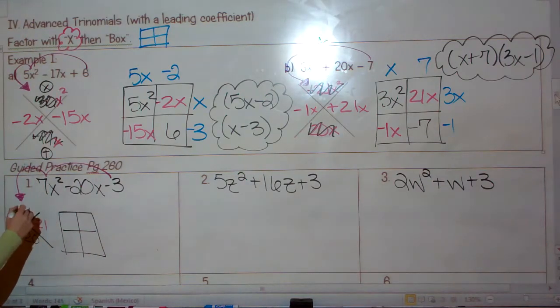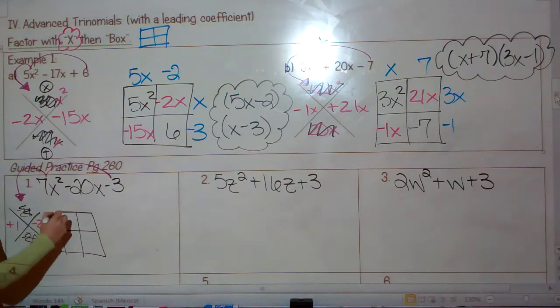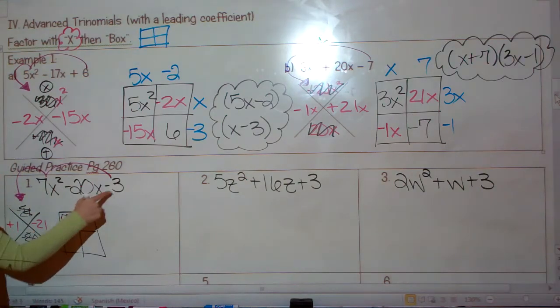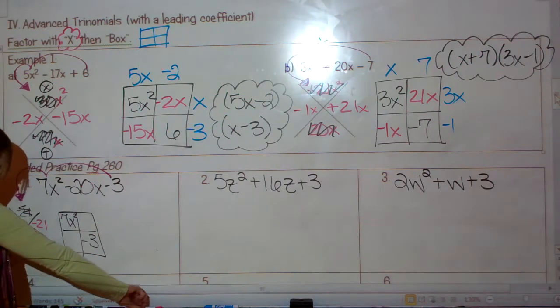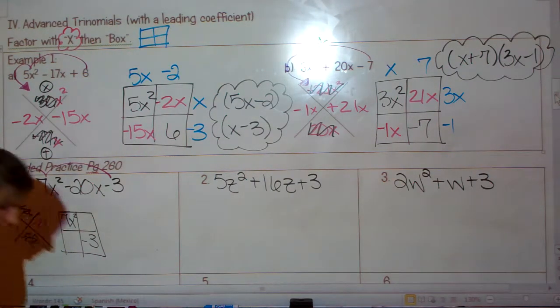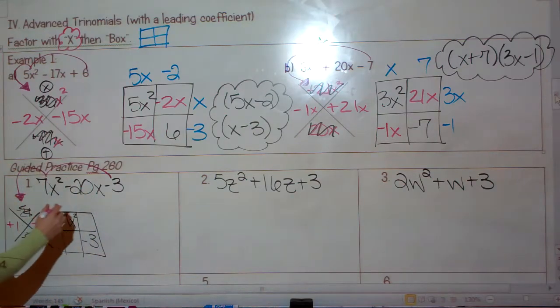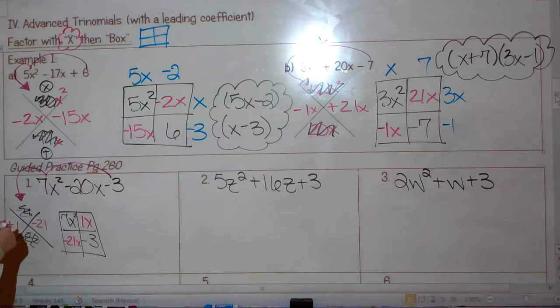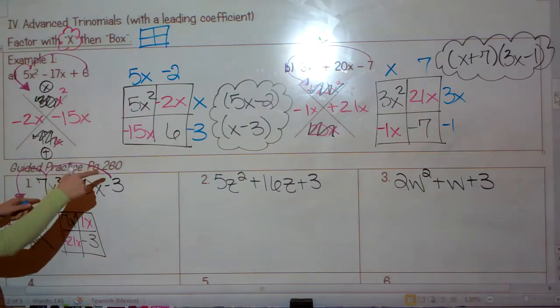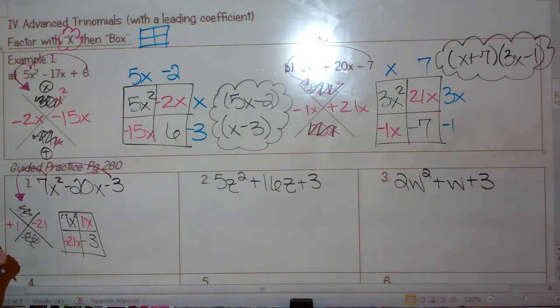Remember, don't use these. First is 7x squared. Last is -3. And now these two go into our box, but don't forget that they should have x's with them. Alright, so 1x and -21x. I think it's actually going to look a lot like that one. Well, the terms are switched, so we'll find out.